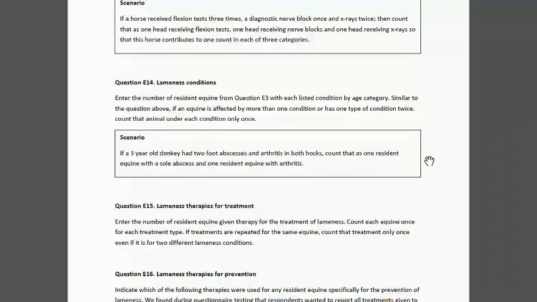Again, if an animal has more than one of those conditions, you will count it more than once. So if it has a hoof bruise as well as a joint sprain, you would count each of those. But if it has 3 joint sprains, you're only going to count that one time for that particular horse. And I've totally lost track of my time, but I'm just moving on.